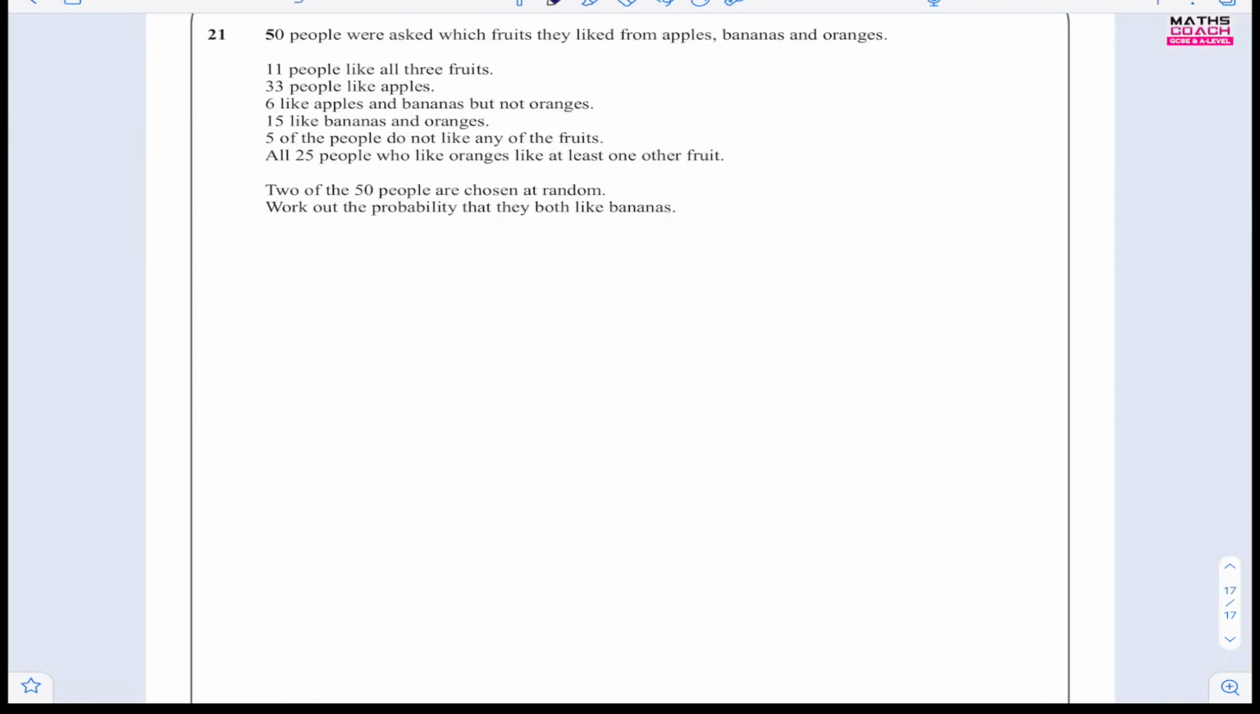to question 1. So 50 people were asked which fruits they liked from apples, bananas and oranges. And you're given a list of things that people like. So for example, 11 people like all 3 fruits. 33 people like apples, 6 like apples and bananas but not oranges, so on and so forth. So this question seems to be a question that will be using Venn diagrams. So let's draw 3 circles for apples, bananas and oranges.